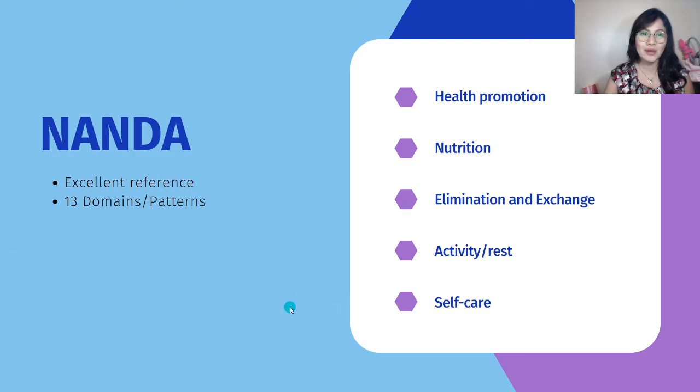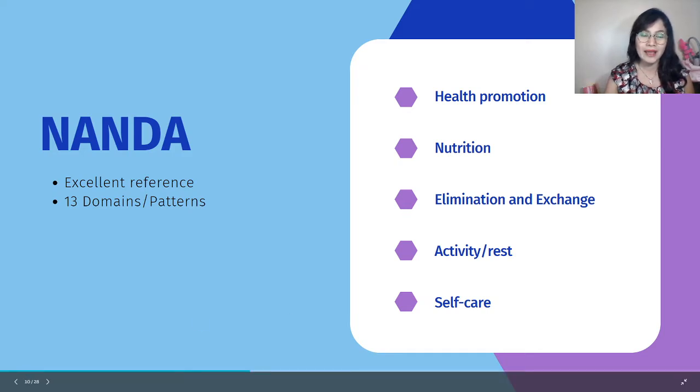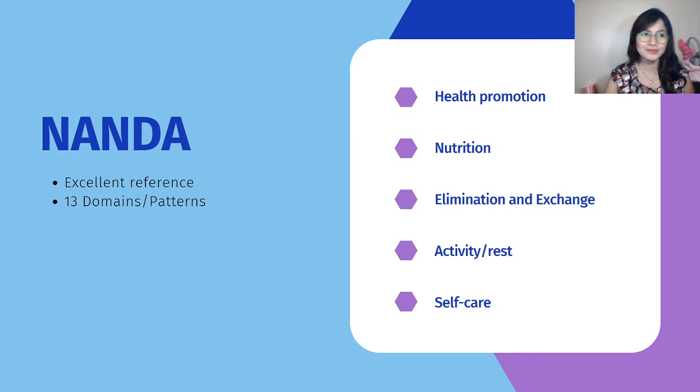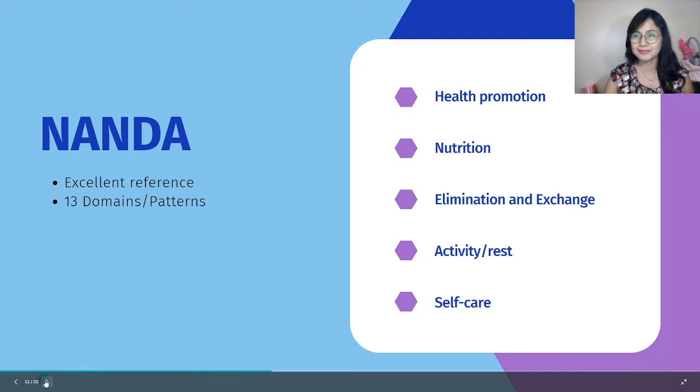And then next you have activity or rest. This is the ability to perform activities to care for one's body and bodily functions. And then fifth is self-care. So self-care is the human processing system, including attention, orientation, sensation, perception, cognition, and communication.